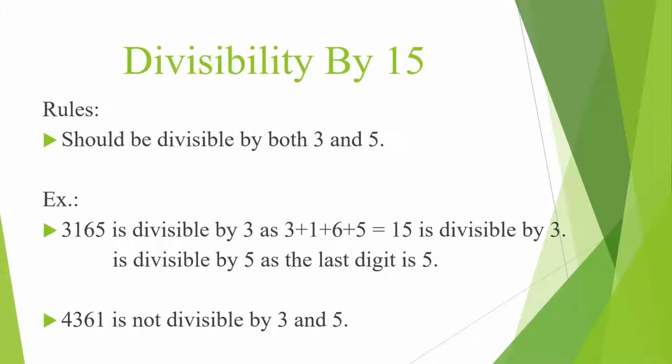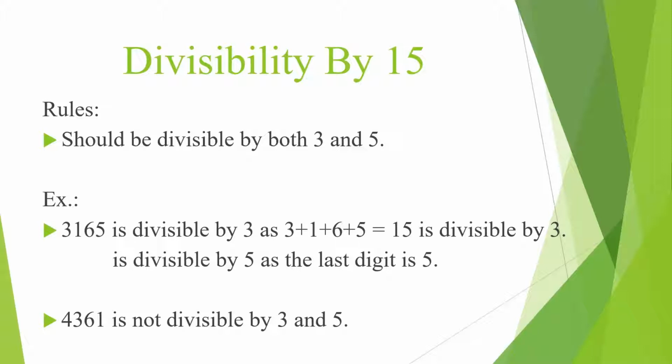We will sum up all the digits, which is 3 plus 1 plus 6 plus 5, which is equal to 15. 15 is divisible by 3, which is 3 into 5 equal to 15. So 3165 is divisible by 3. And the last digit is 5, so this number satisfies the divisibility rule for 5. So 3165 is divisible by 5. As this number is divisible by both 3 and 5, 3165 is divisible by 15.